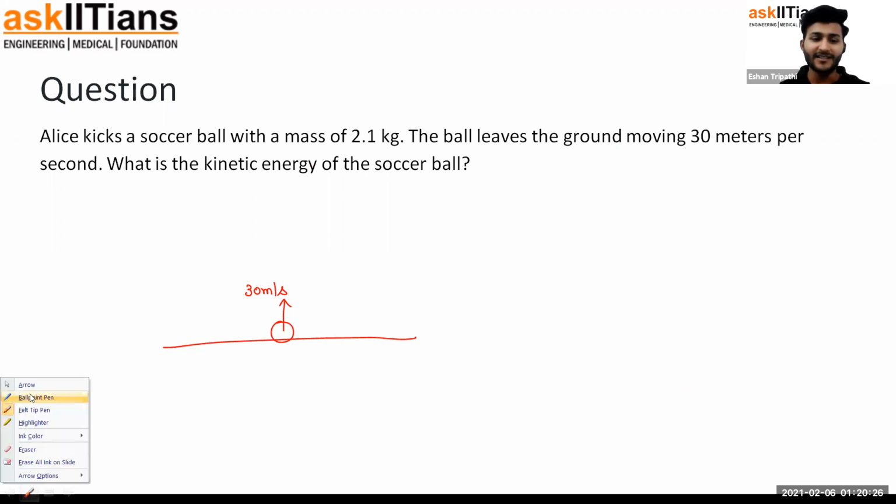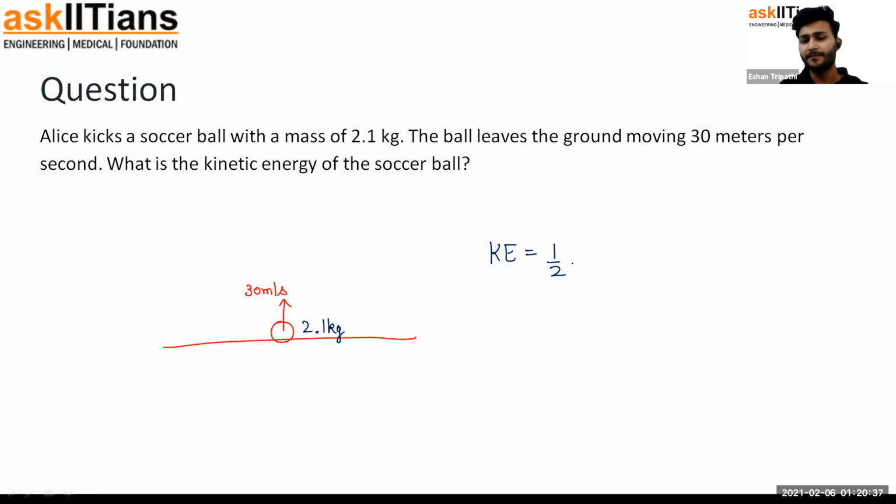Now, actually, the direction doesn't even matter if you realize it. All that matters is the speed. Whatever direction it is thrown in does not have any significance. Basically, kinetic energy is half mv square. In this case, it is half into mass, which is 2.1, multiplied by speed square. So 30 square is 900.